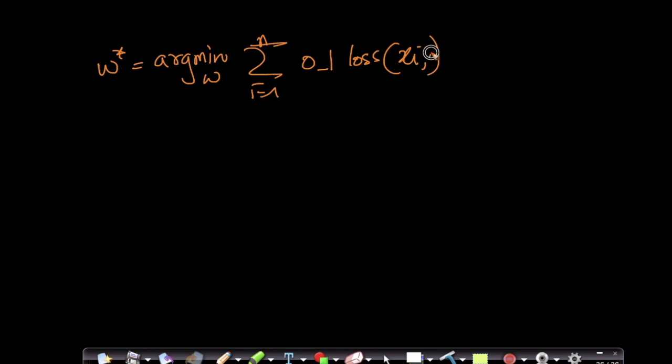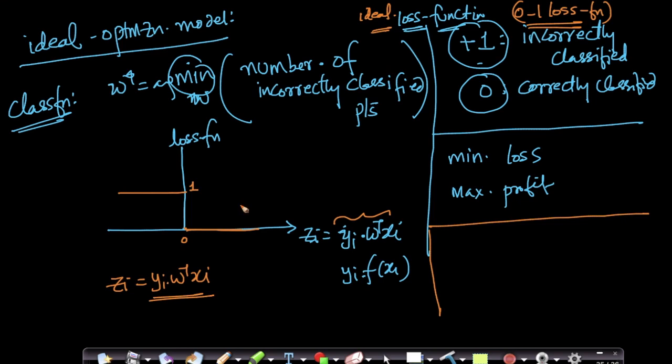Right, given Xi, Yi and W. Okay, let me write it more carefully. Given Xi, Yi and W, I can compute a 0-1 loss, right? If you give me Xi, Yi and W, I can compute Zi. If you can compute Zi, given this function, what does this function look like?